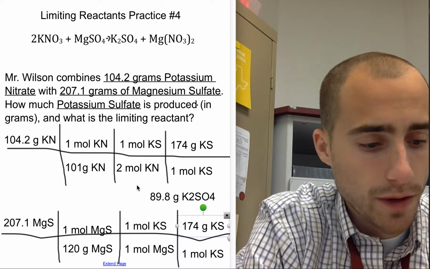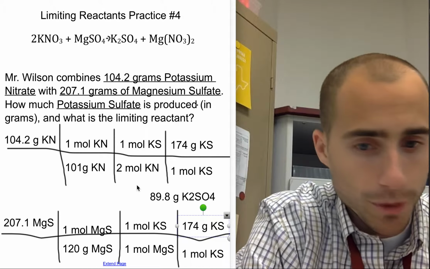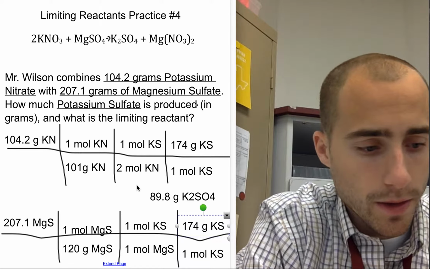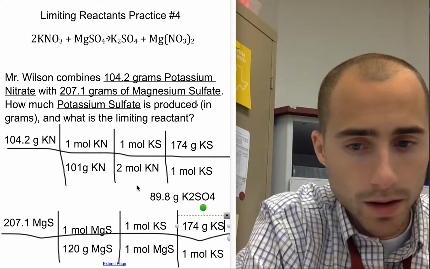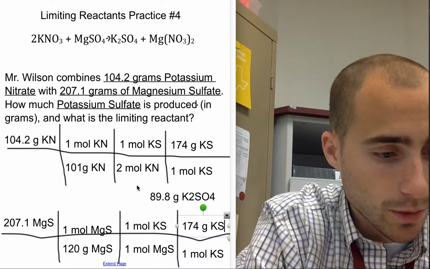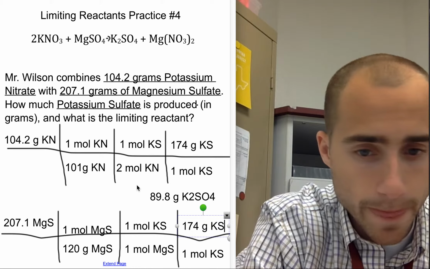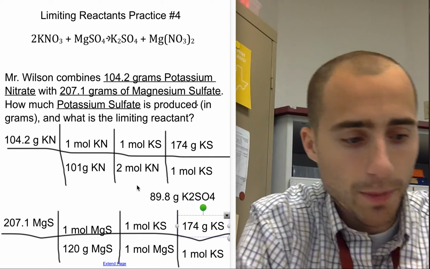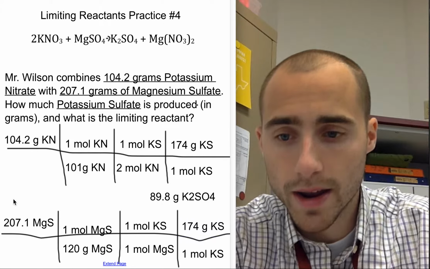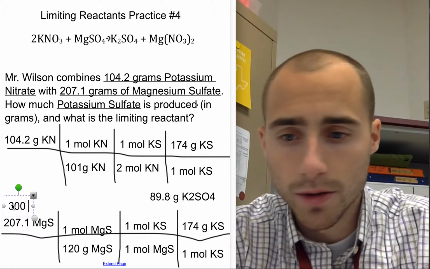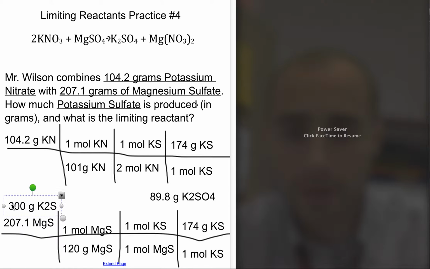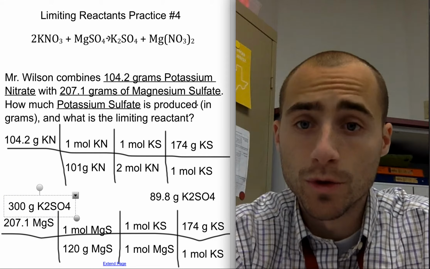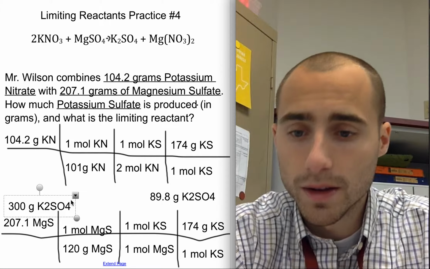So we have 207.1 multiplied by 174. And then we divide that by 120 times 1. So we just divide that by 120. We end up with 300 grams of potassium sulfate being produced by our magnesium sulfate, which means we always go to the one that is less.